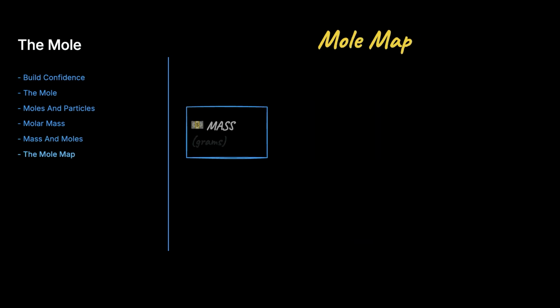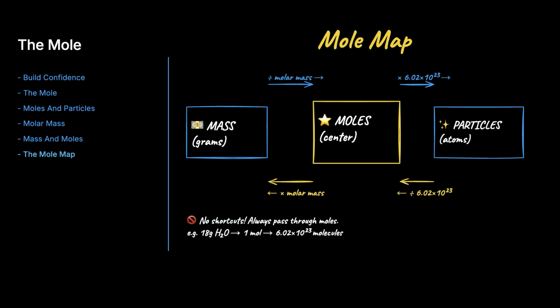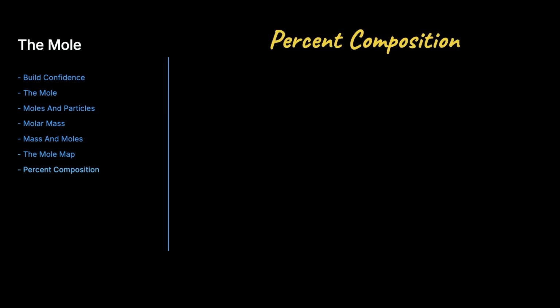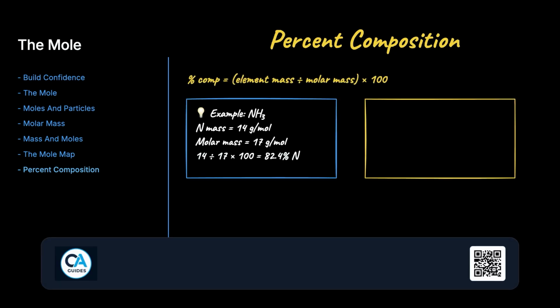Picture a simple map with moles always sitting in the middle. On one side is mass in grams, reached by using molar mass. On the other side are particles, reached by using Avogadro's number. To travel from grams all the way to particles, you must always pass through moles in the center. There are no shortcuts.